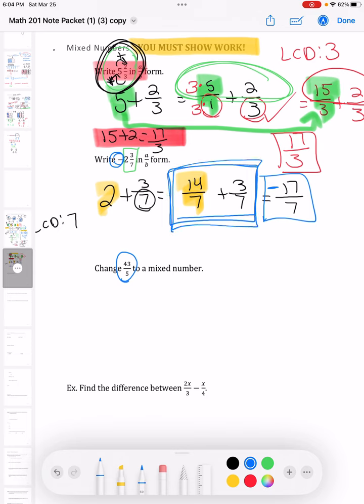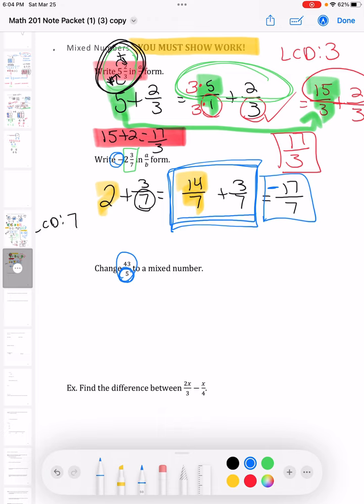For instance, 43 could be 20 plus 23. So 20/5 plus 23/5, for example. That's not what I need it to be. But there are lots of things that could be. So I need to choose smartly. I need to choose a number that is a multiple of 5, because 5's in the denominator, that is as close as I can get to 43.